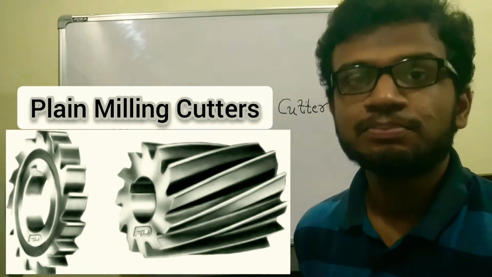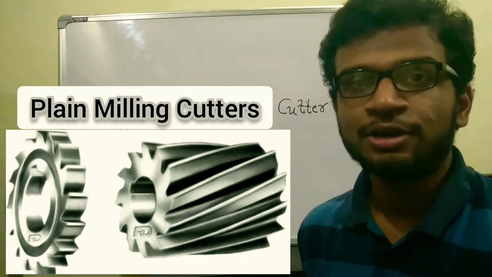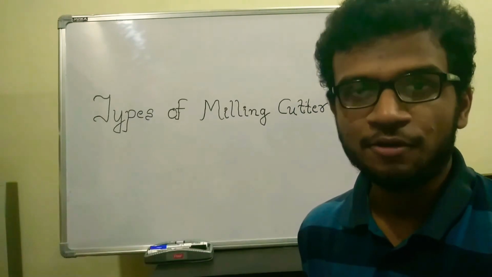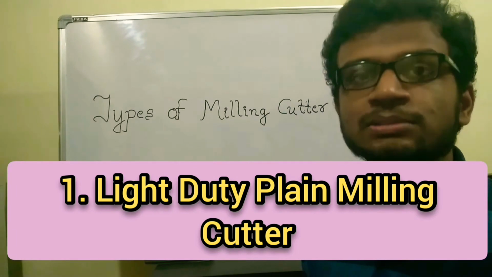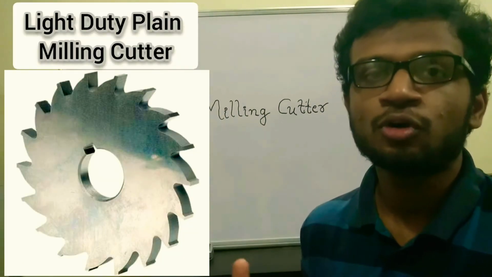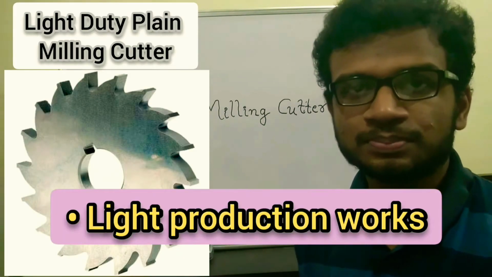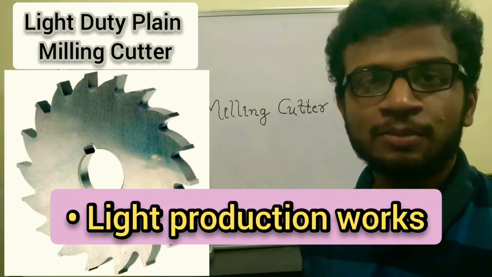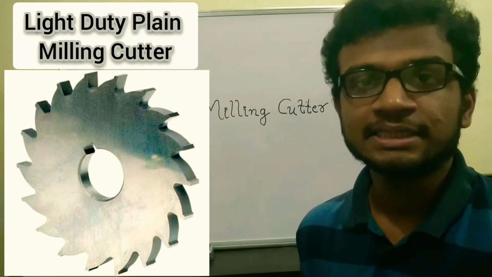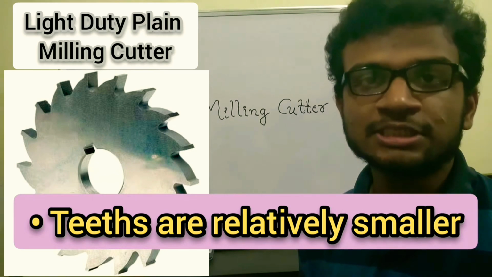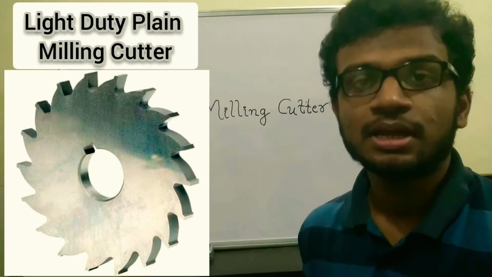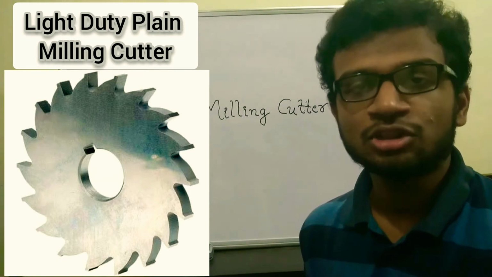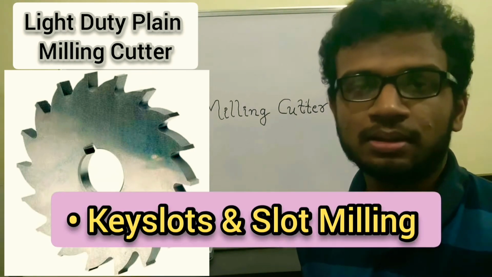And this plane milling cutter is divided into 3 categories. First, the light duty plane milling cutter. As the name suggests, light duty means it is used for light production works. Here in the light duty plane milling cutter, the teeth are relatively small in size. And it is used for making key slots and for slot milling.